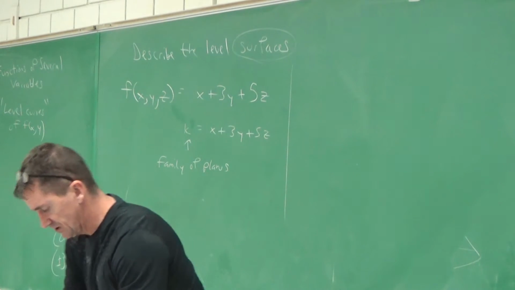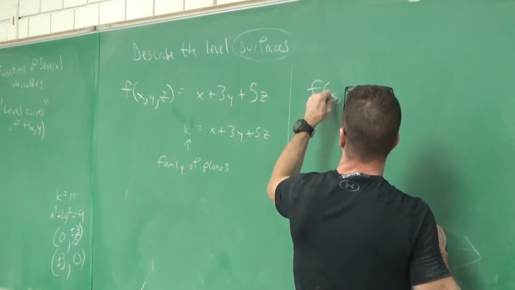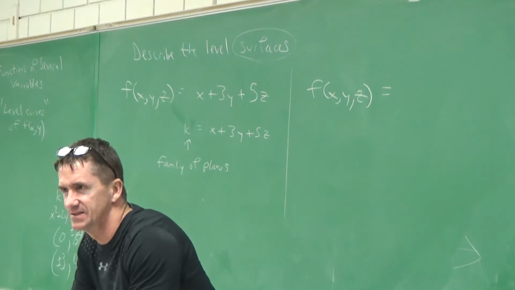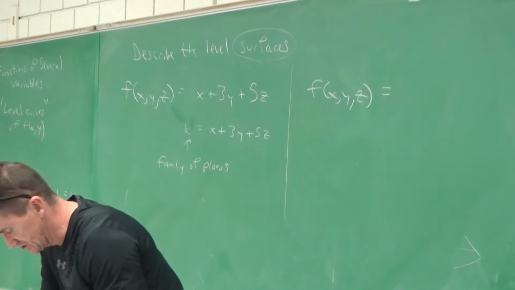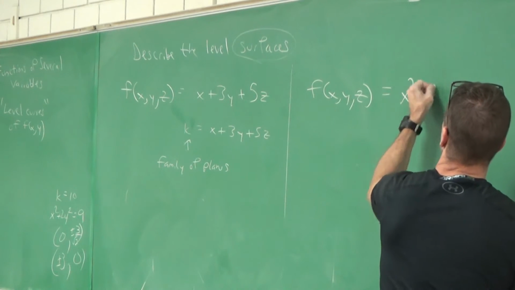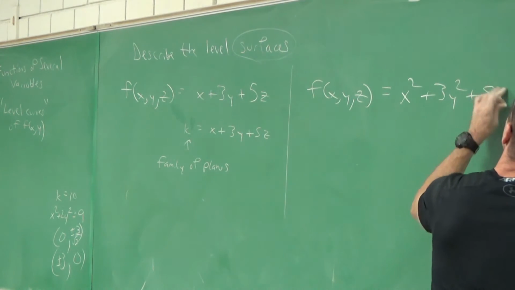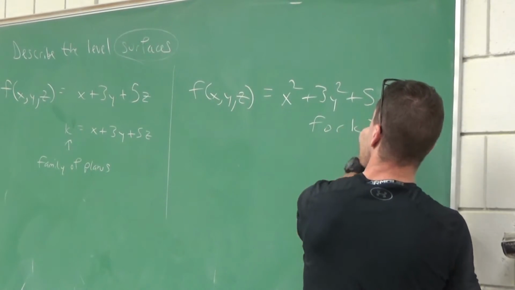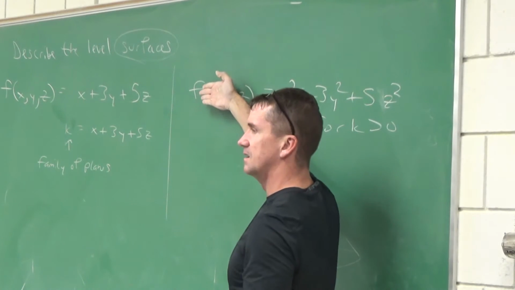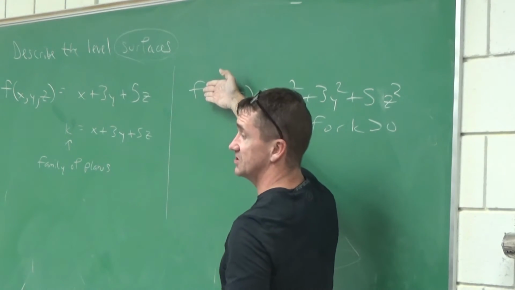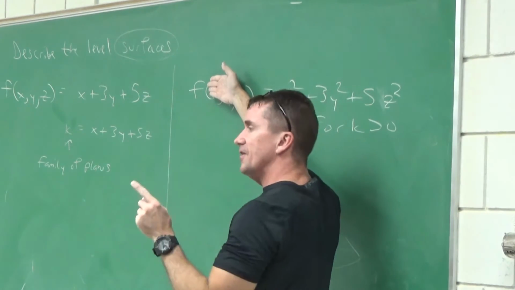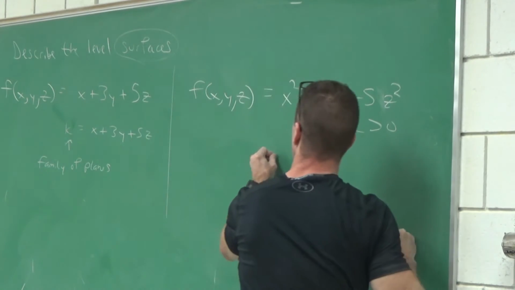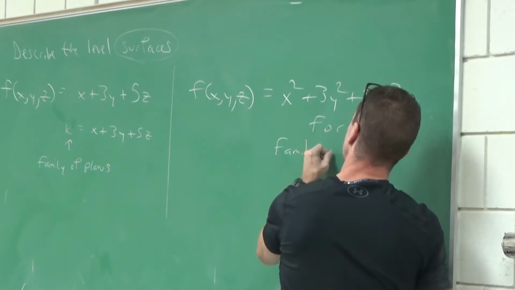X squared plus 3y squared plus 5z squared. This is why section 12.6 was so important. We now have to recognize those surfaces from section 12.6. X squared plus 3y squared plus 5z squared, and they said for k greater than 0, right? So let this be a k. So close. Spheres need to be perfect, all the same coefficient. So the football thing, what do you call it? Ellipsoids. So this would be a family of ellipsoids.